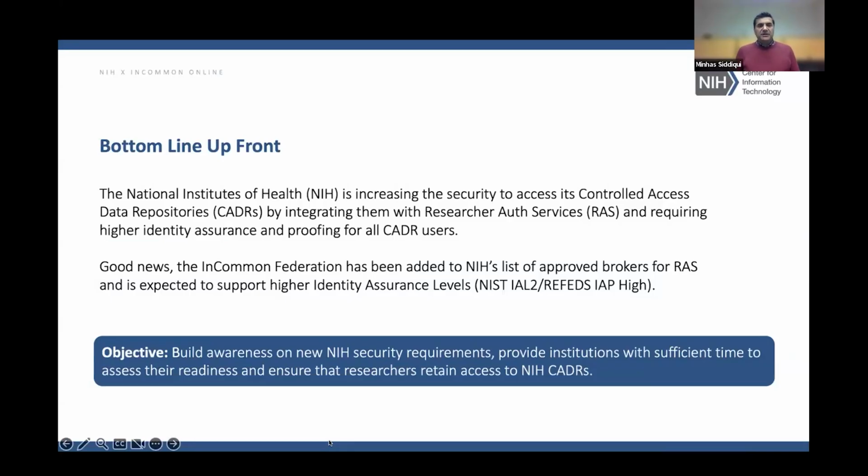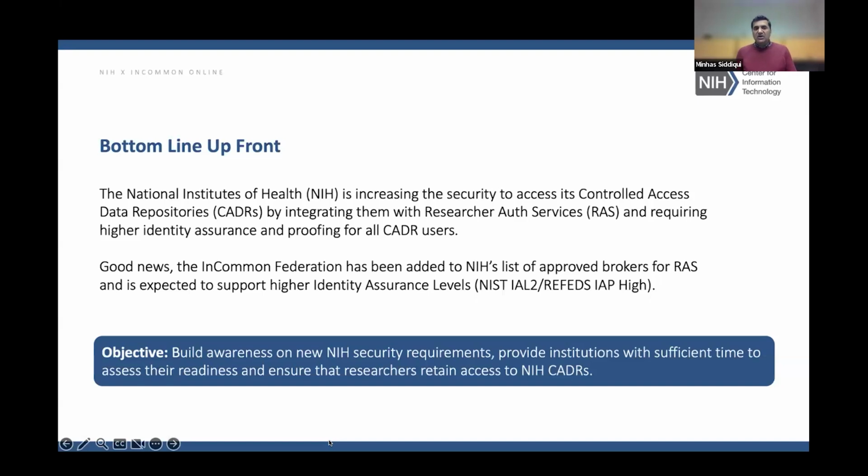So let's start with the bottom line up front. NIH is strengthening its access to its controlled access data repositories, or CADRs. One of the requirements is that CADRs need to integrate with the Researcher Auth Service, or RAS. As part of that effort, NIH is requiring higher identity assurance and proofing for everyone who accesses CADRs. This change is about security and continuity of access.